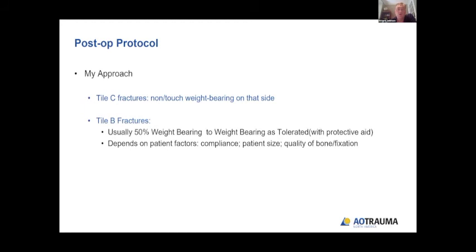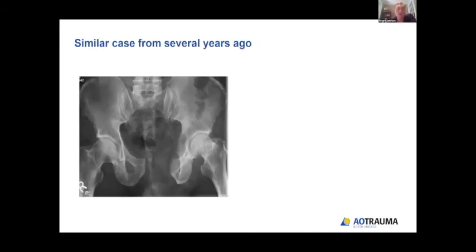This patient was a farmer and still is, and asked me when he could get back on his tractor. So that makes me a little bit more worried he's going to be less compliant. So I definitely asked for him to be 50% weight bearing on that left side, and weight bearing as tolerated on the right. This is a similar case, just to show some follow-up of something like that.